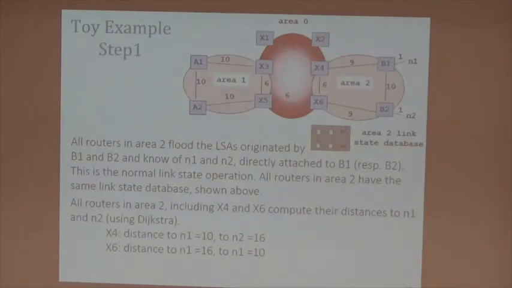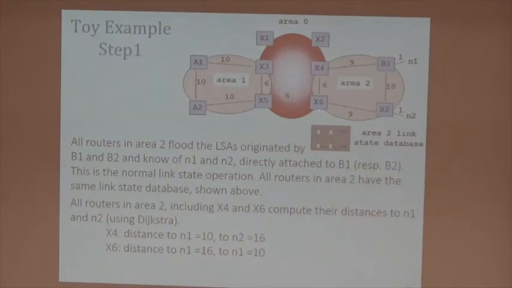The routers share the information, but they also compute shortest paths. That's their job. So, for example, X4 will compute its shortest path to N1 in area 2 using Dijkstra. So it will compute 9 plus 1, that's 10, that's the shortest path, and the next hop is B1, and to N2, X4 will compute 6 plus 9 plus 1, 16. So that's what X4 gets using Dijkstra's algorithm in the area.